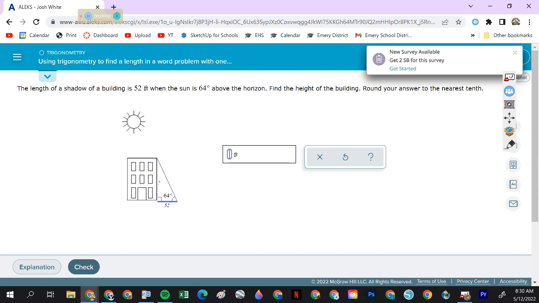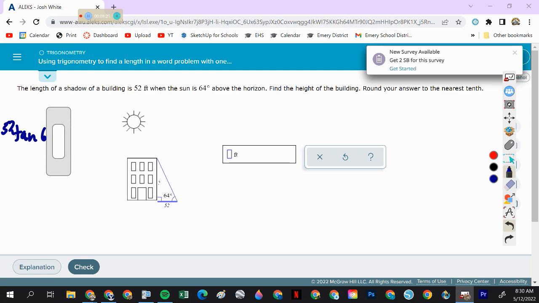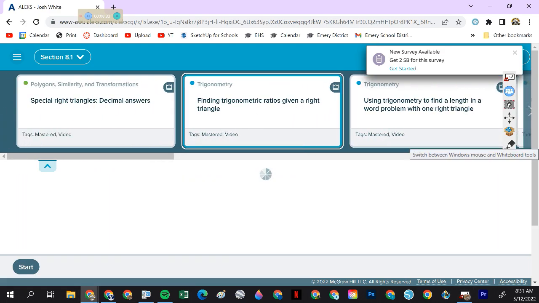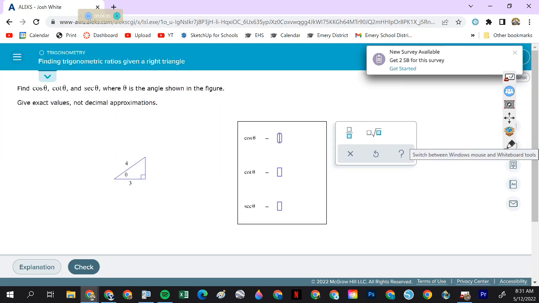Should I use tangent or tangent inverse? Tangent, because I know what the angle is. So this one is the tangent of 64 is equal to x over 52. Is that a multiply or a switch problem? Multiply. So the answer is just 52 tangent of 64. All right.